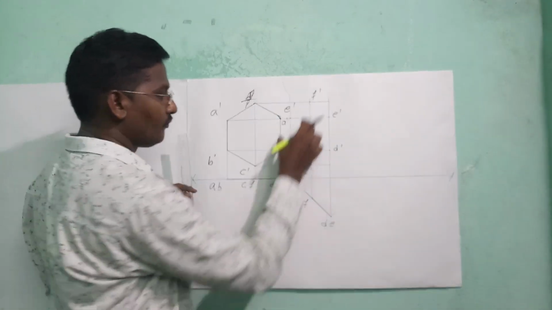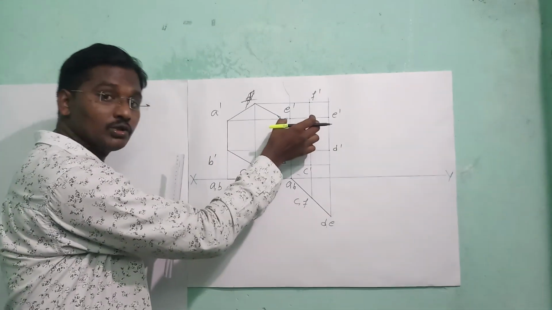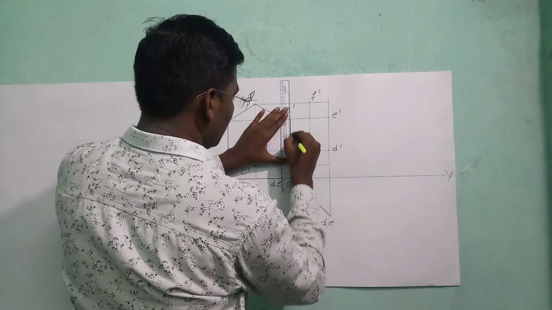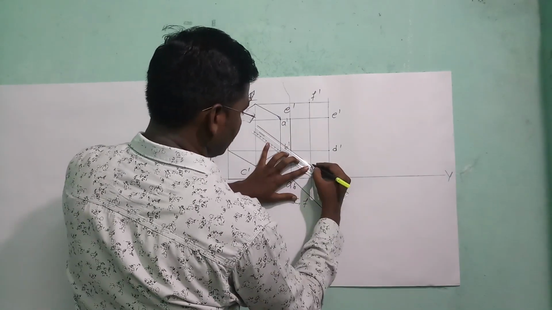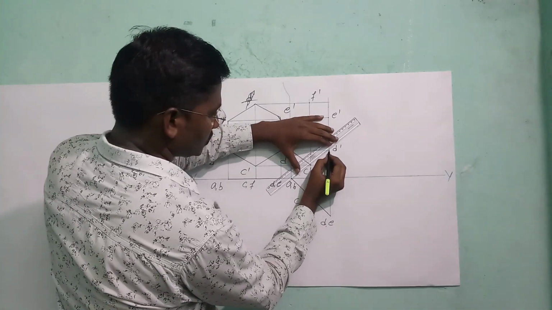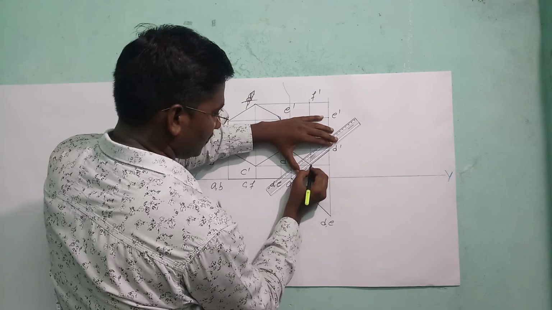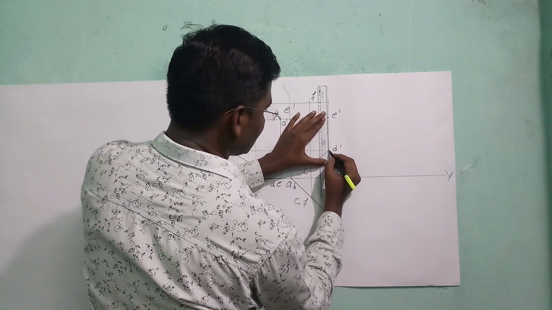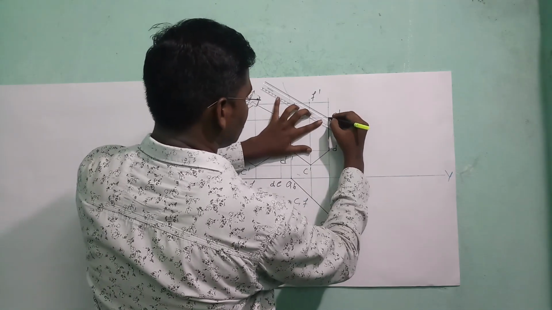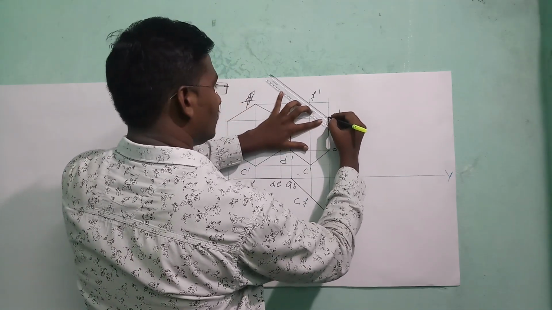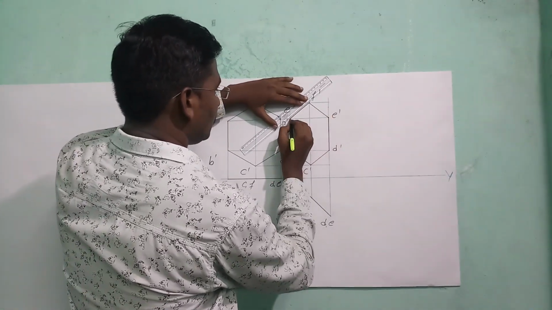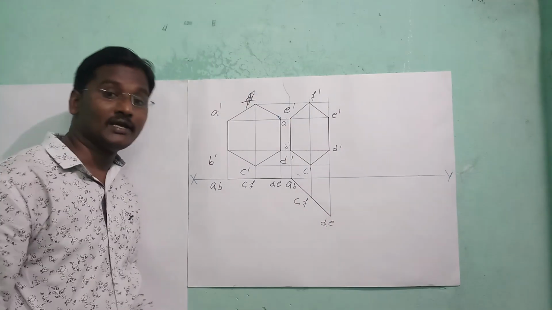Next what we have to do? We need to join all the points with the help of a scale. Okay. Now look at here. Whatever lines I am drawing now, we have to draw thick. Whatever projection lines I am drawing, we have to draw thin lines. That means you have to use H pencil or 2H pencil. Now if we join all the points, you will get a reduced hexagon.